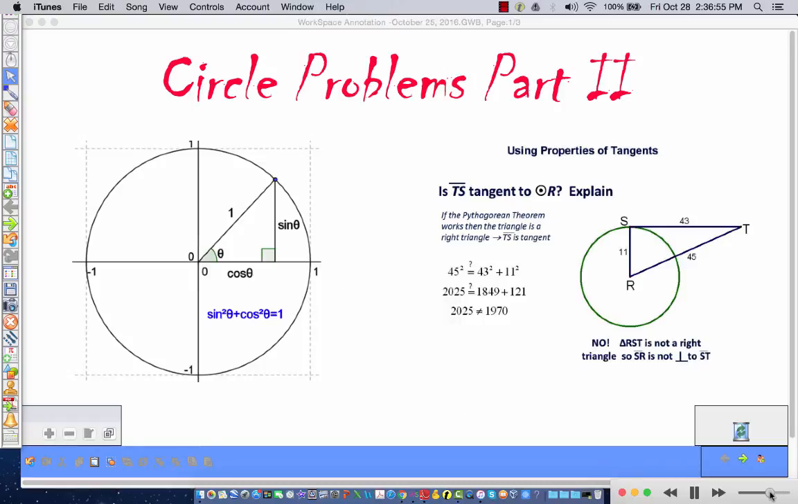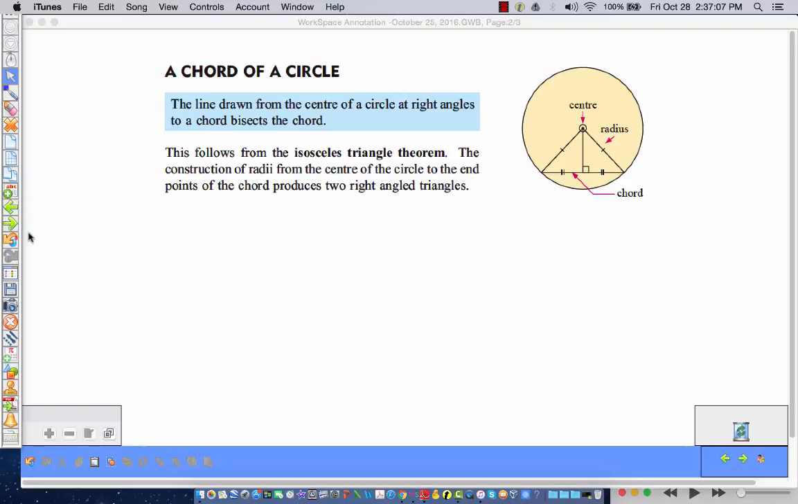And today we are talking more about circle problems that have to do with our good friend Pythagoras. We're going to talk about one more awesome property, do an example, and be done with it. Let's get to it, shall we? And this property is about a chord of a circle.